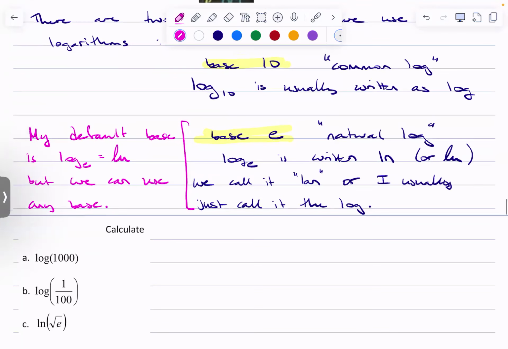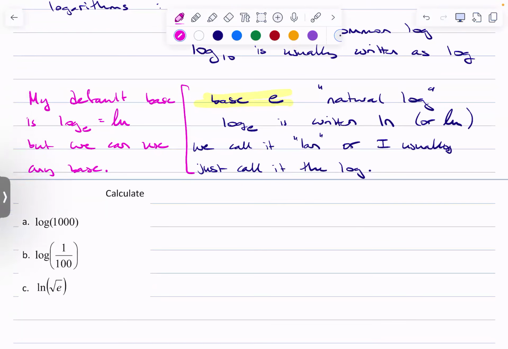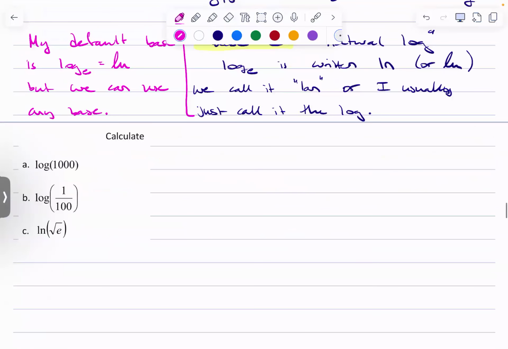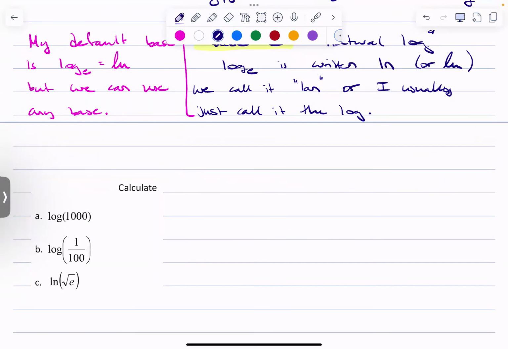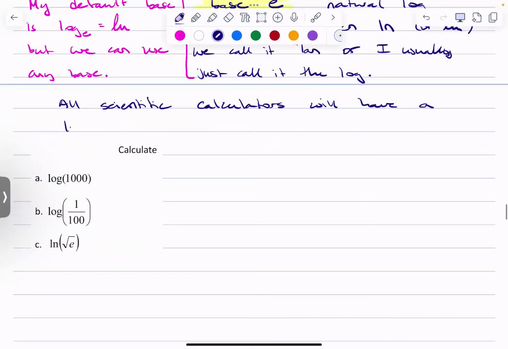I think we're okay. And what you should have, even if you don't have a log base anything button, is an ln button. That's what I wanted to say. All scientific calculators will have a log and ln button.